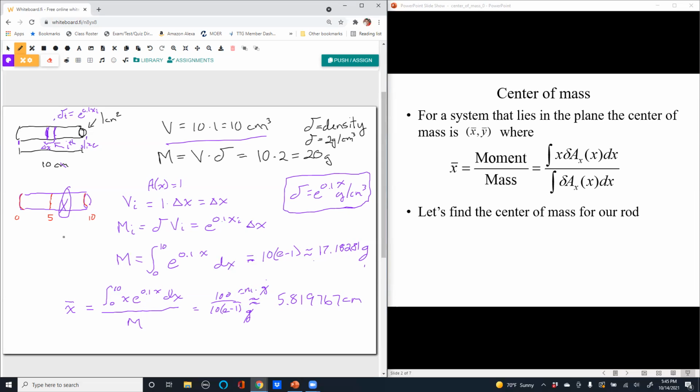Now, in the context of the problem, that makes sense because the center of mass is 5.8197 centimeters from the left end. So we can make sense of it mathematically, and we can make sense of it intuitively. Okay, questions about this, about the center of mass?